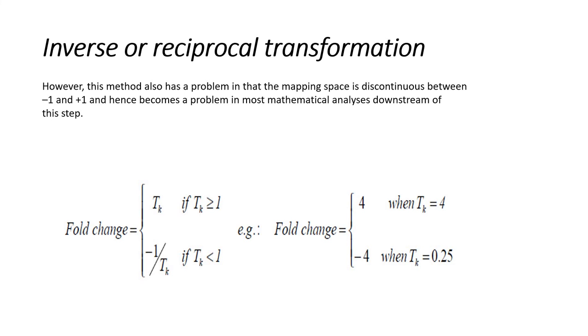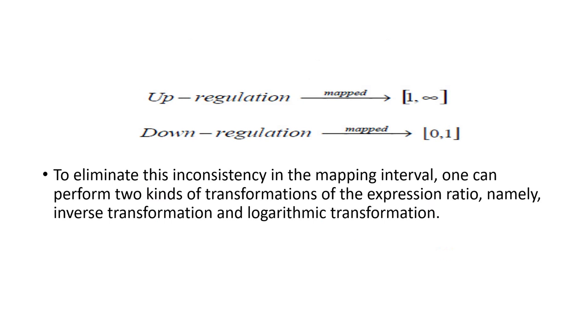Genes that are showing high regulation, that are up regulated, are mapped in the mapping space from 0 to 1. That means genes are showing the up regulation. Now the genes which are showing the down regulation are mapped between 0 to -1. So this is called inverse or reciprocal transformation. Initially we were not taking it into account, the minus value we were not taking.